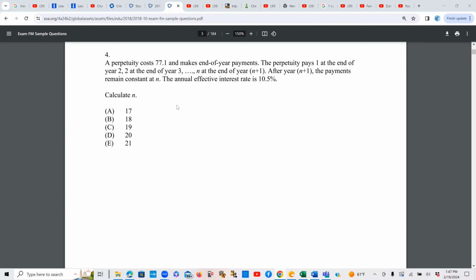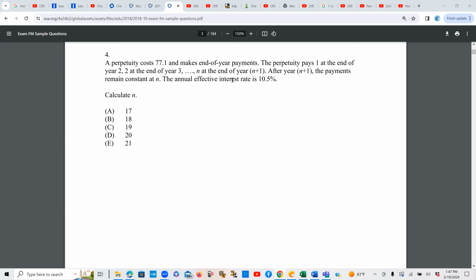Perpetuity costs 77.1 and makes end of year payments. It pays 1 at the end of year 2, 2 at the end of year 3, and so on, n at the end of year n plus 1, and then they level off. So we have to find n.